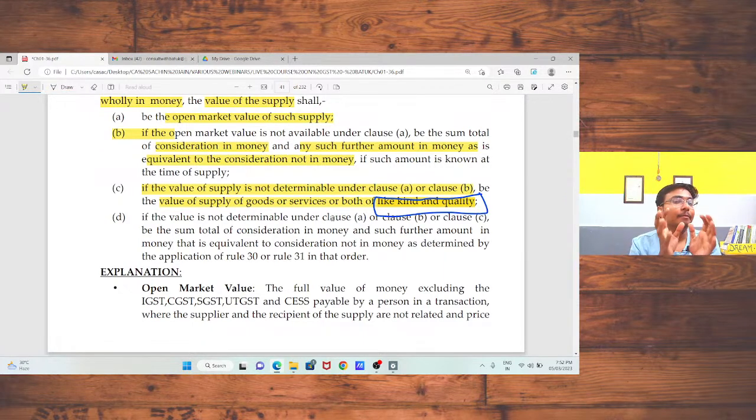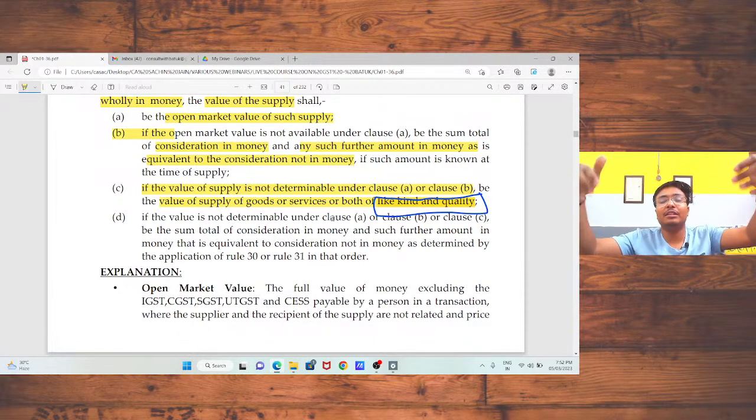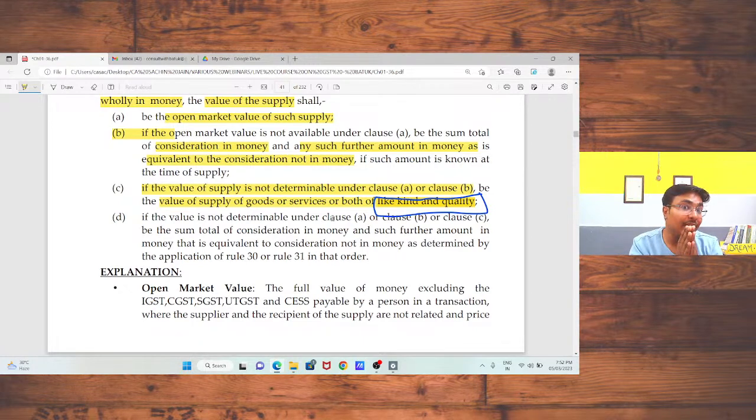That means I am going to sell 40,000 printers, 40,000 laptops to a person, and I am comparing the price with one laptop price. That is, I am comparing the price with a retailer and I am a wholesaler. This is not a right thing. So I need to calculate the price with like quantity and like kind. If the open market value is not available and you are not able to decide the monetary value, in that case, the price of the same product or a similar product which is available in the market, you can decide the value on that basis.